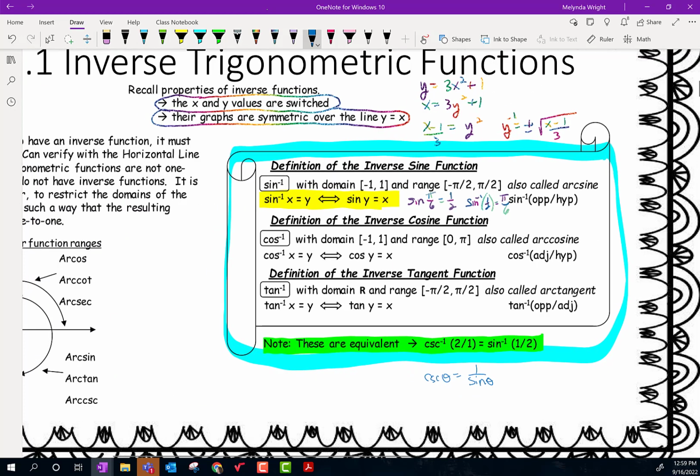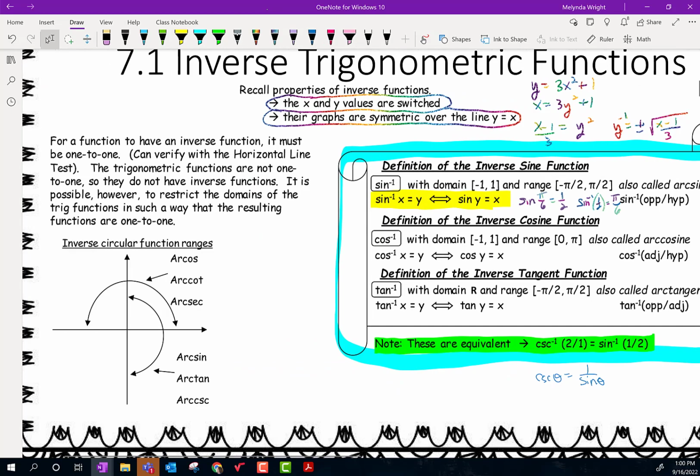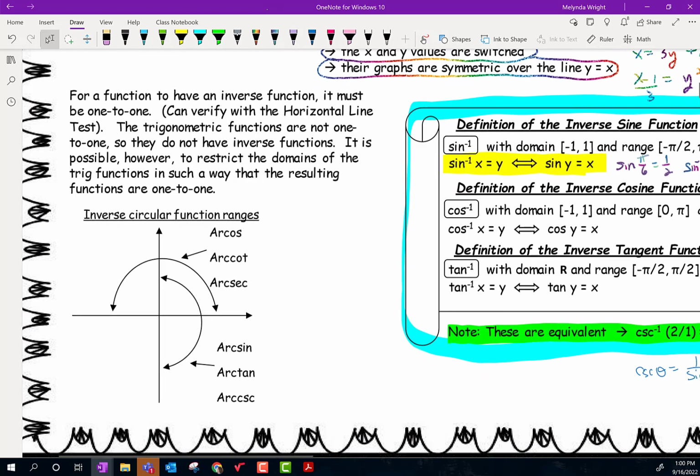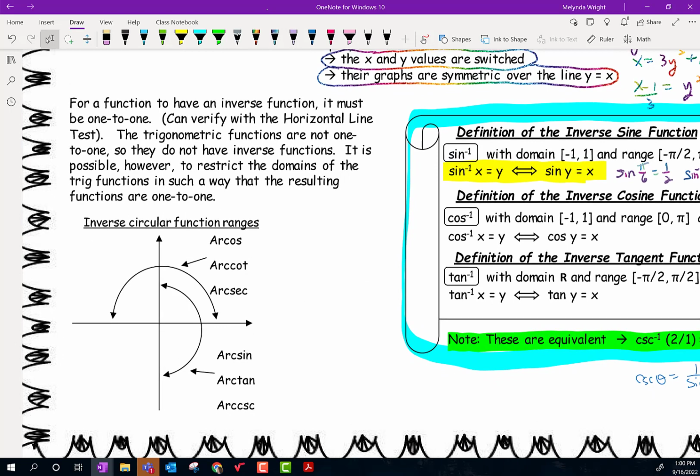All right, so let's get down and talk about the graph, why we have to do this whole chart right here. Okay, so this is referring to principal values. It's called principal values, which are function values.